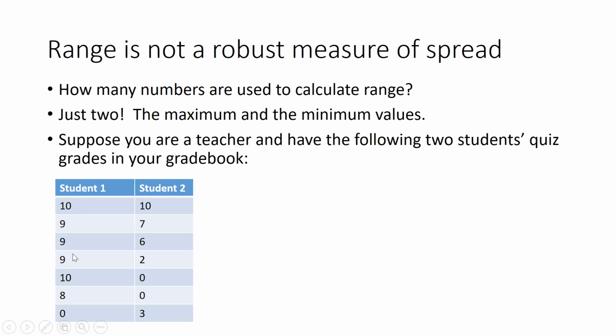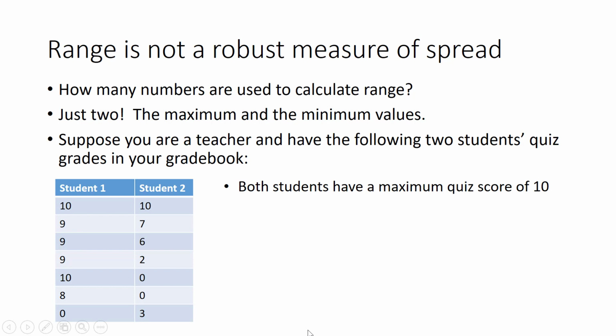So they have, it looks like, a collection of 7 quiz grades. Your first student has a 10, a 9, a 9, a 9, a 10, and an 8. We'll assume that 10 is the maximum here. And then they have one score of 0. Your other student has a much more varied set of quiz scores. They have a 10, a 6, a 7, a 2, a 0, a 0, and a 3.